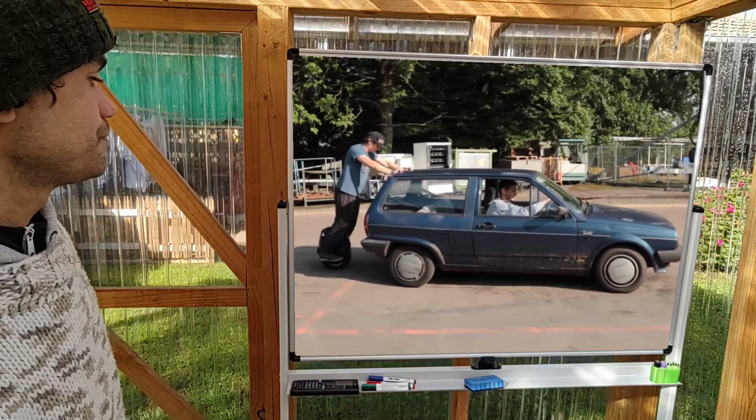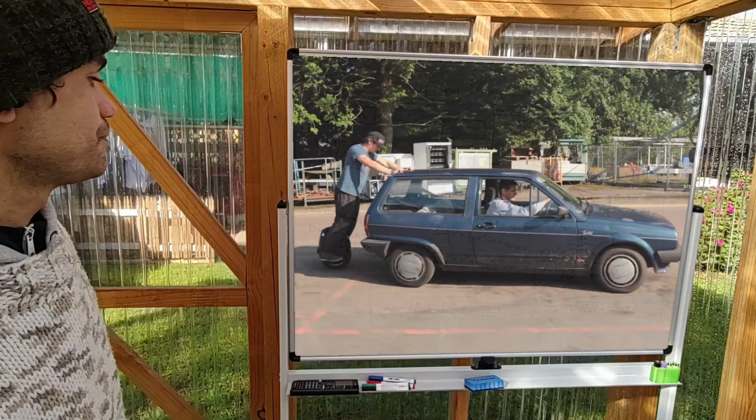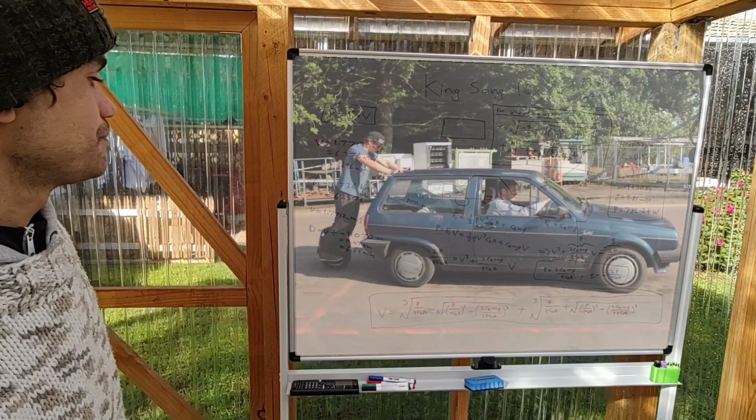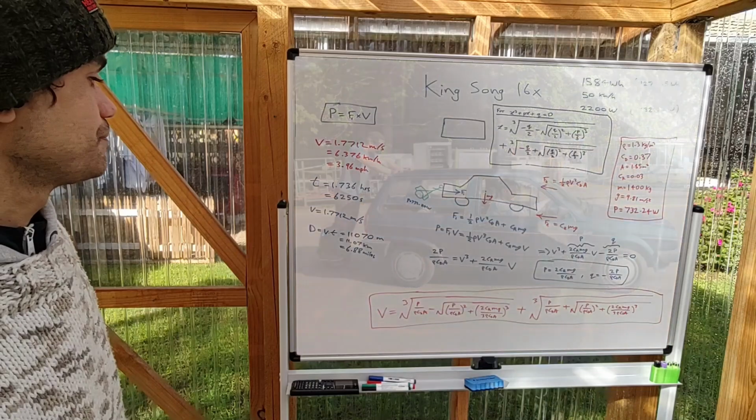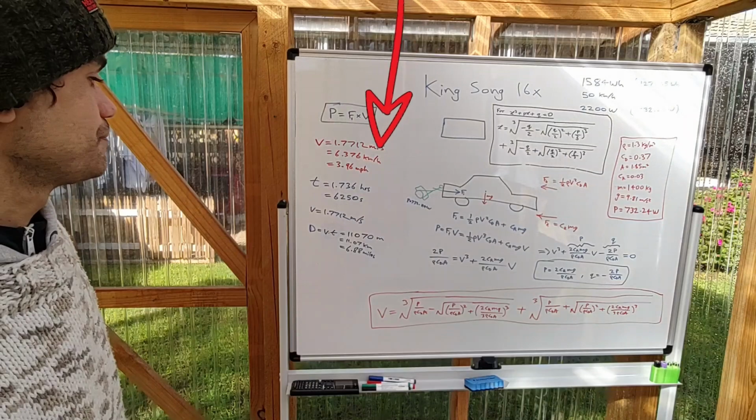Alright, so I thought I'd just show you that it's possible for a 16X to push a car, which is exactly what Ian was doing there from Speedy Feet. But you might be thinking that my calculations are wrong, where I said it could go 11 kilometers. Based on my calculations, the King Song 16X can push that car for 11 kilometers. Sounds like a lot, doesn't it? For this little toy to push a car for that long.